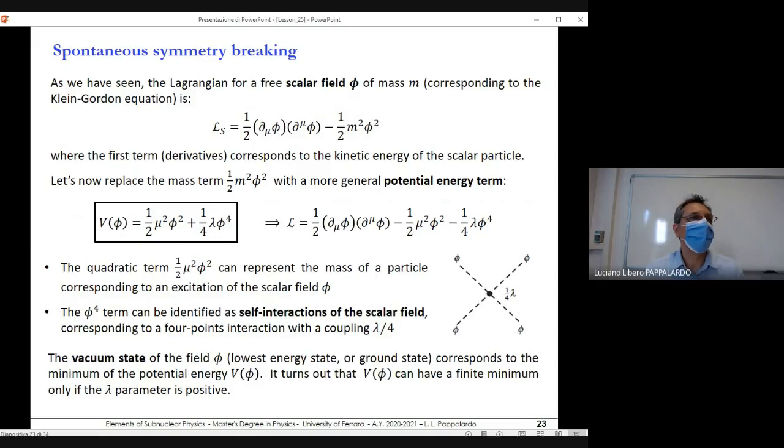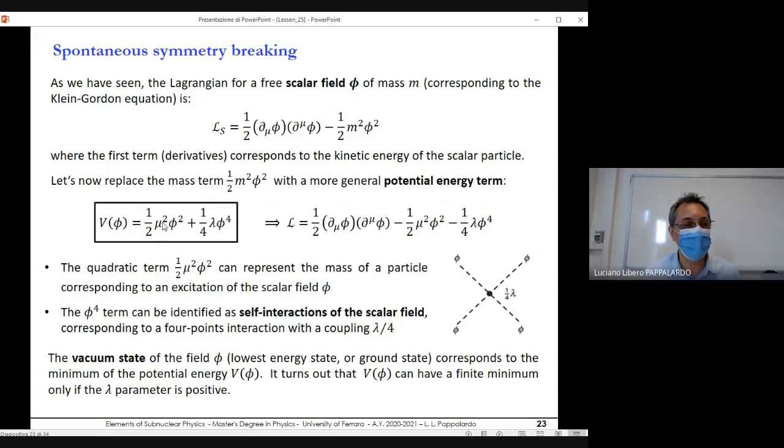Now, we want to find the vacuum state. So the minimum energy level for this system, okay? And so what we have to do is to minimize this potential energy function, okay? So calculate the first and the second derivative and find where the minima are. And it turns out, just by the way this potential is defined, that we can have a finite minimum only if the lambda parameter is positive. Otherwise, you don't have a minimum. You just calculate the first and second derivative and realize this, okay? So the first constraint is that the lambda parameter has to be positive.